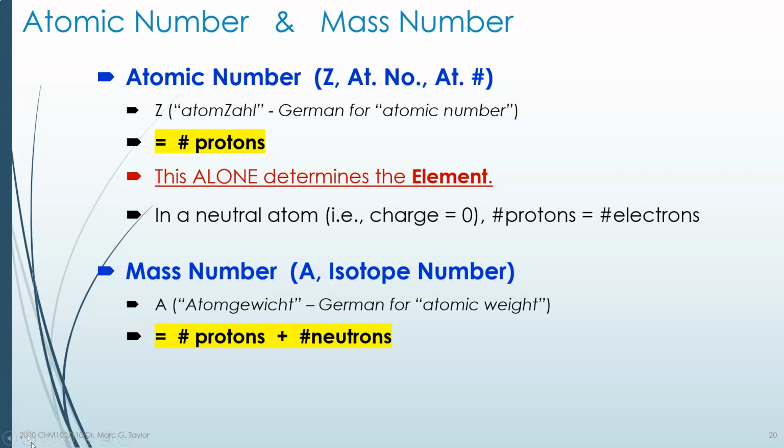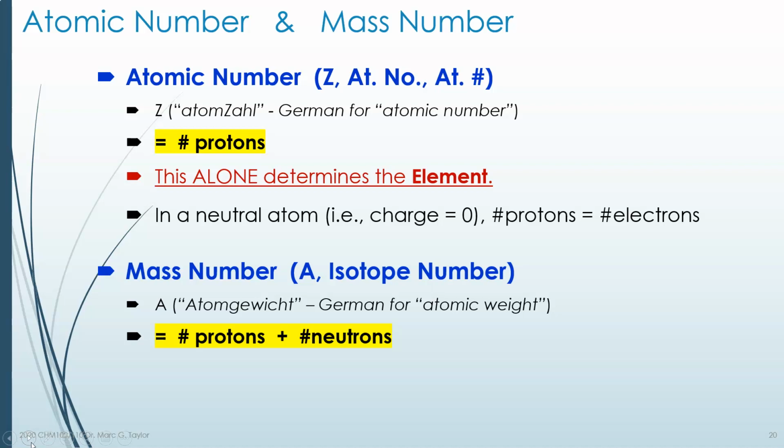And mass number is the number of protons plus the number of neutrons. These are the two heavy particles in the nucleus that really give most of the weight to an atom. So if you just count them up, it gives you a rough idea of how heavy that particular atom is.